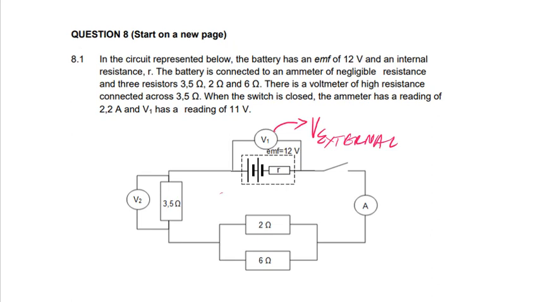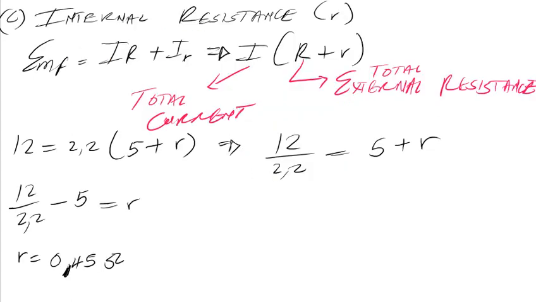Then you've got the EMF. Then you've got the internal voltage. So the internal voltage will be across this internal resistance. So you've got V internal. I normally refer to this as the V loss. So you've got the internal voltage. So since you know your EMF, and you also know your external voltage, let me show you something.